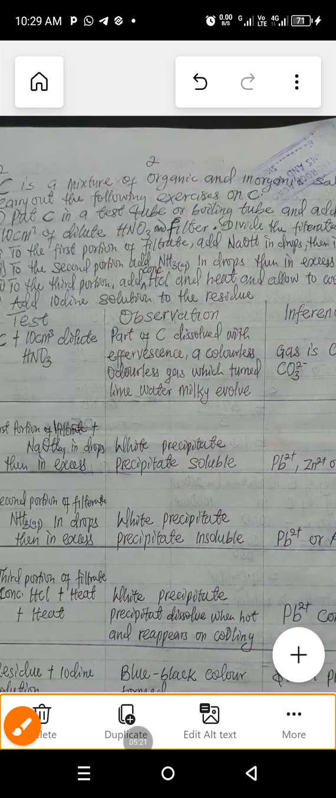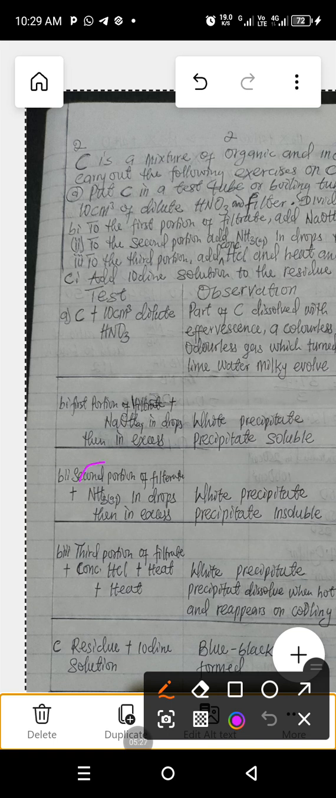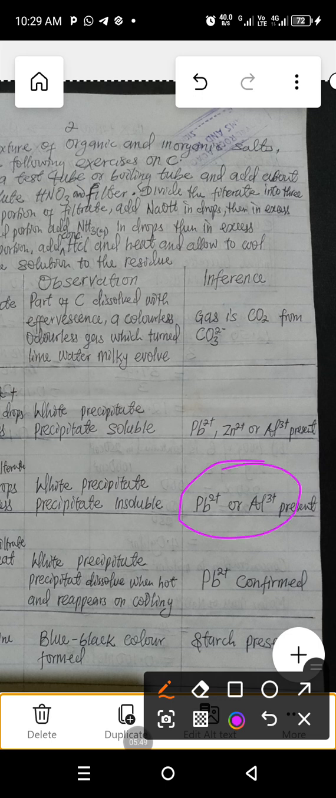The next instruction says second portion plus aqueous ammonia in drops and then in excess. So with aqueous ammonia, you also have a white precipitate. In excess, the precipitate will now be insoluble. And that's how we have differentiated the ions. So zinc is now absent from the inference. What we have now is lead and aluminum ion. So we are narrowing it down so as to identify the actual cation that is present.